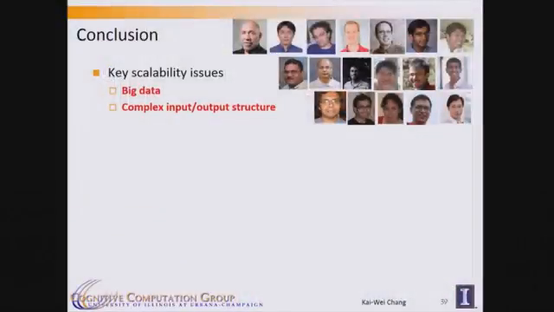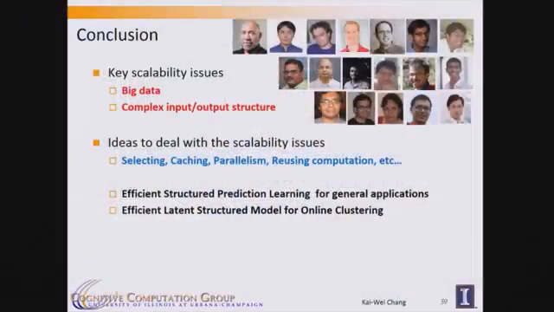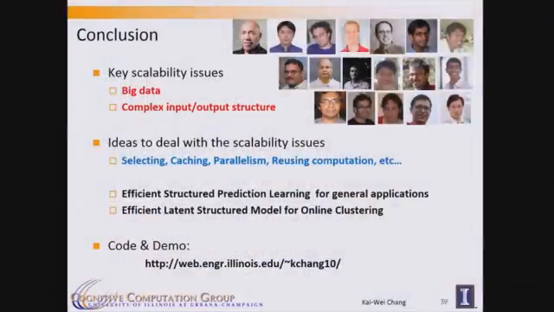In conclusion, I think the key scalability problems in machine learning come from data that is too big or too complicated. I have studied several ideas to deal with this scalability issue, such as selecting, caching, or parallel descent to reduce the training time. I talked about two different works that I have done during my PhD, and I hope I can do more in the future. All the code and demos can be found on my webpage. Yeah, thank you.